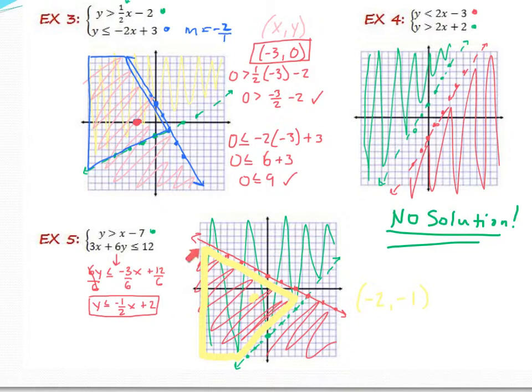But looking at this, I graphed the red line. It's a solid line now because we have the equals to. It's less than or equal to. Okay, so the solid line, and that's shaded below. You'll see I highlighted in yellow this region right here. Any point in that region would represent a solution. So I just chose a random point: negative 2 is my x, negative 1 is my y. And again, what I would want you to do here is check, and if I did it like I did in example 3, I would see that this would be a solution.